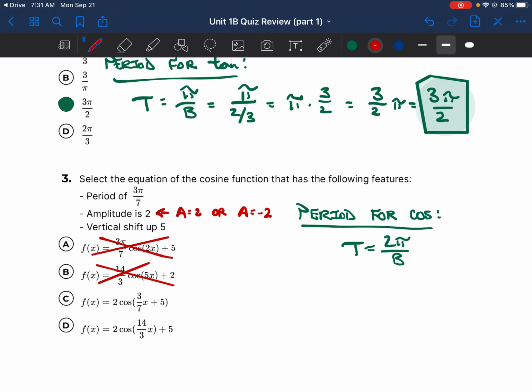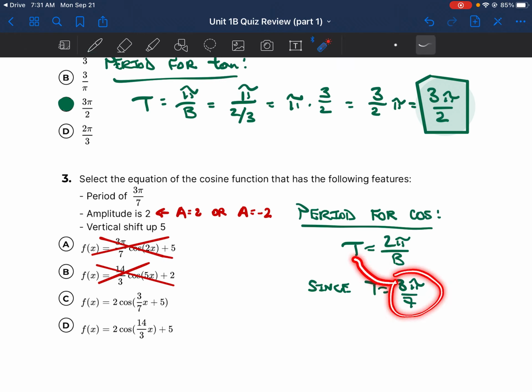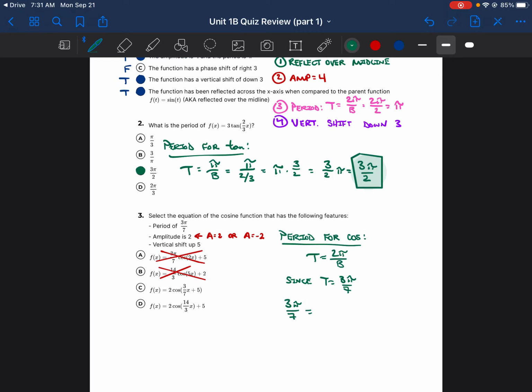Now let's think about the period. So the period is 3 pi over 7. And we know that for cosine, period is 2 pi divided by the b term. So since the period here equals 3 pi over 7, we can take this 3 pi over 7 and substitute it for t. So we would get 3 pi over 7 equals 2 pi over b.